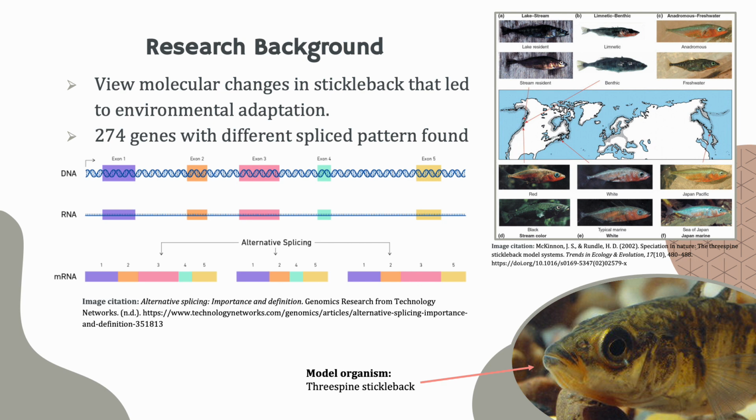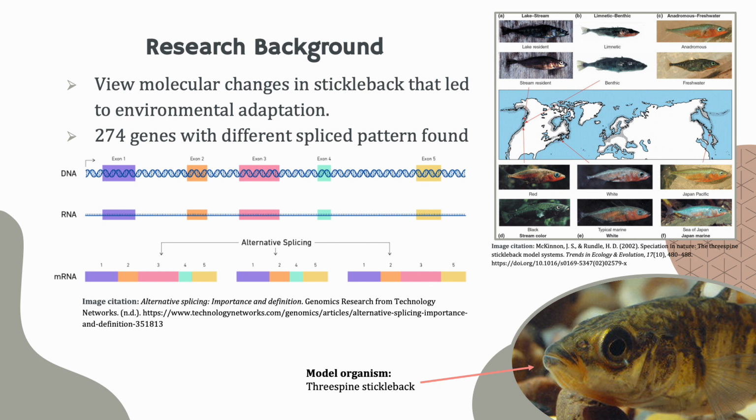Some background on my research is that we are looking at molecular changes via alternatively spliced genes of interest, genes that have been arranged differently through modification at a cellular level in stickleback, to see how it affects environmental adaptation. Looking at alternatively spliced genes would help us figure out how the three-spine stickleback adapted to river and lake environments so quickly, since alternatively spliced genes play a role in differentiation and diversity.